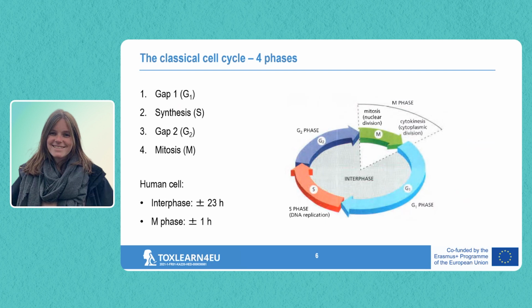And for a typical human cell, one cell cycle takes around 1 day. And this interphase, which consists of gap1 and gap2 phase, takes approximately 23 hours, whereas the M phase or the actual cell division only takes around 1 hour.